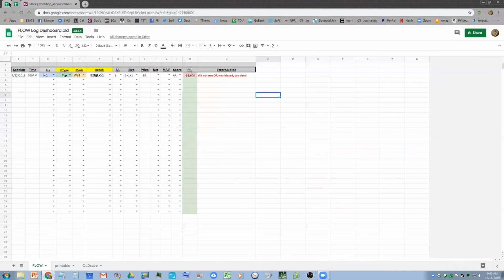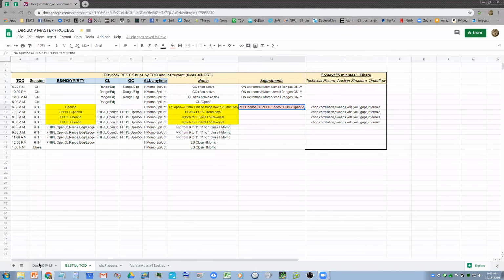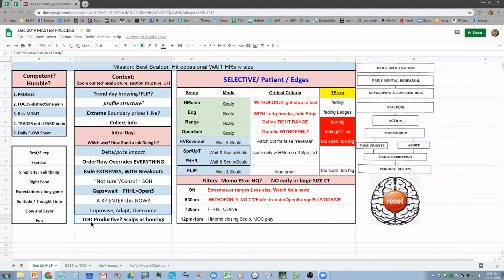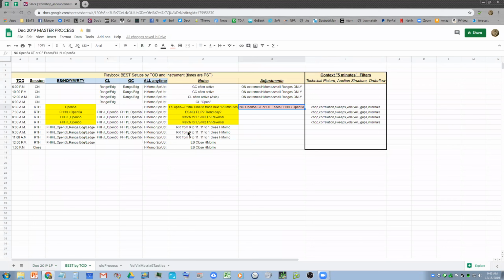Remember, back here on this item right here, time of day productive. Many of you have other responsibilities, children, jobs, career, whatever. And so it's really important that when you're trading, you make it count. And this is the way to do that, is this grid. So let's continue just going through the individual items, and I'll explain it.